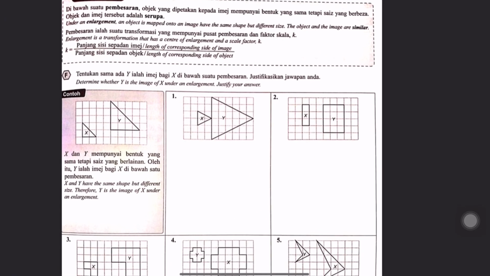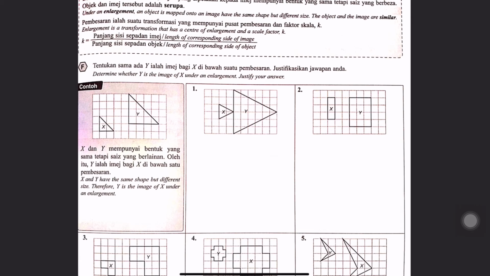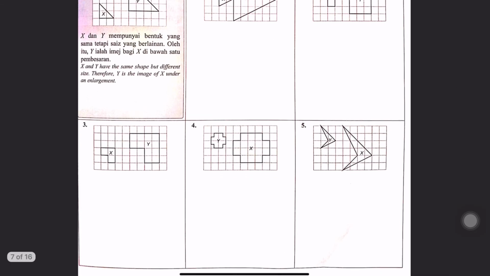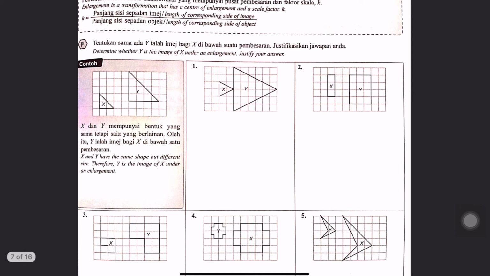Now let's solve this exercise together. F: determine whether Y is the image of X under an enlargement, and justify your answer. So Y is the image, and X is the object.